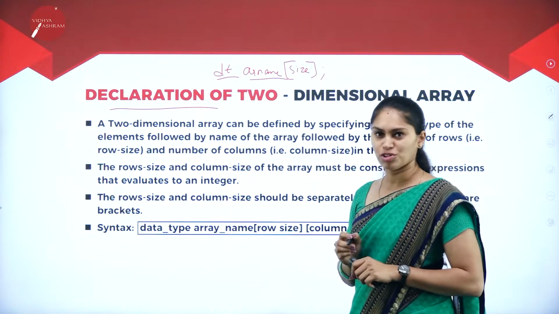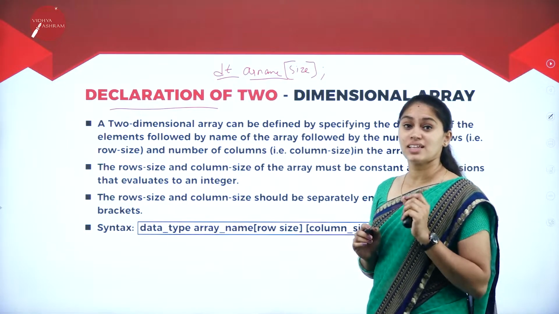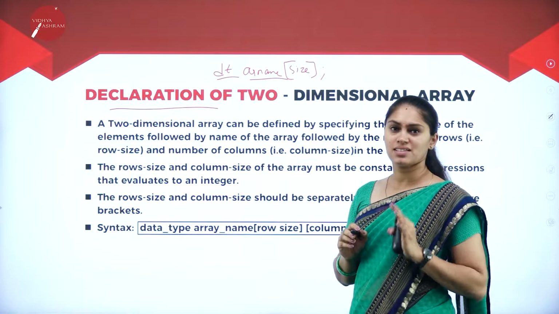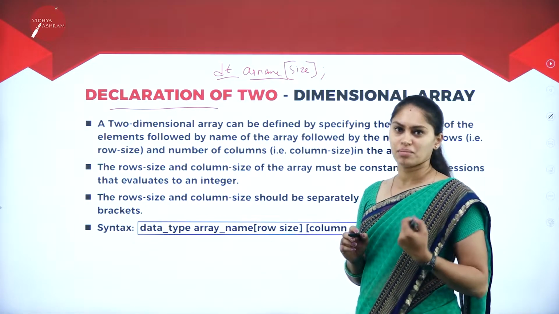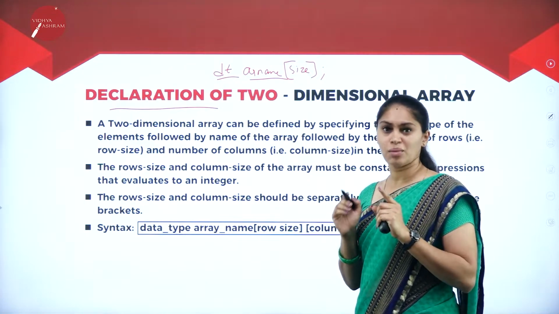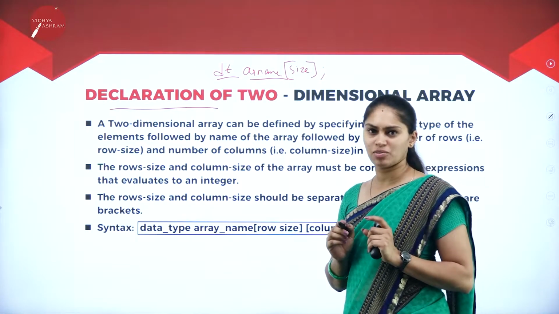Then we have to specify the name of the array, which indicates what the name of the array is in the program. Then the size represents the size of the array, that is, the number of elements in the array. But here in the two-dimensional array we are going to have two subscripts instead of a single subscript. Then what are those two subscripts going to do?